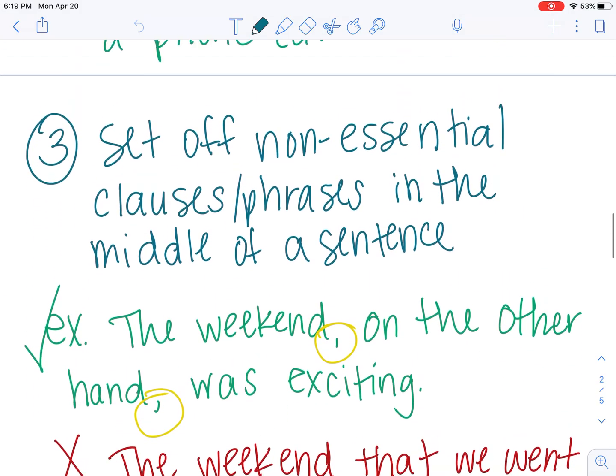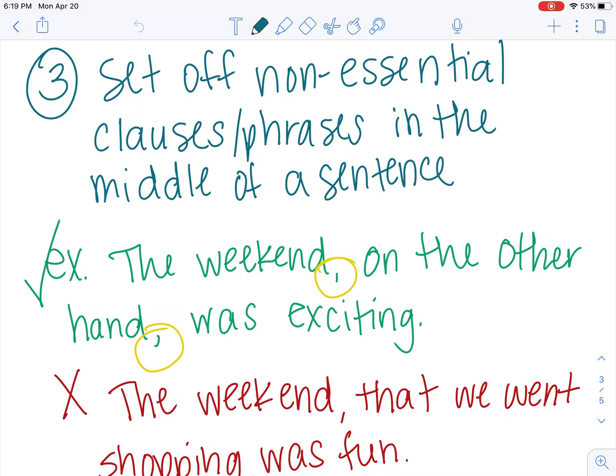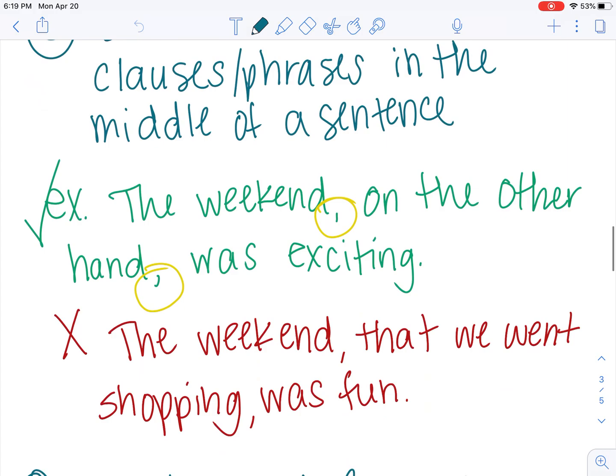All right, next one. You can set off non-essential clauses or phrases in the middle of a sentence. So if you want to stick something in the middle of your sentence that's not absolutely essential to the meaning of your sentence, you can use commas to do that. So if I wanted to say the weekend, on the other hand, was exciting, I would put commas before and after on the other hand. If, on the other hand, I wanted to say the weekend that we went shopping was fun, I'm not going to put commas there. So just to be clear, no commas there.